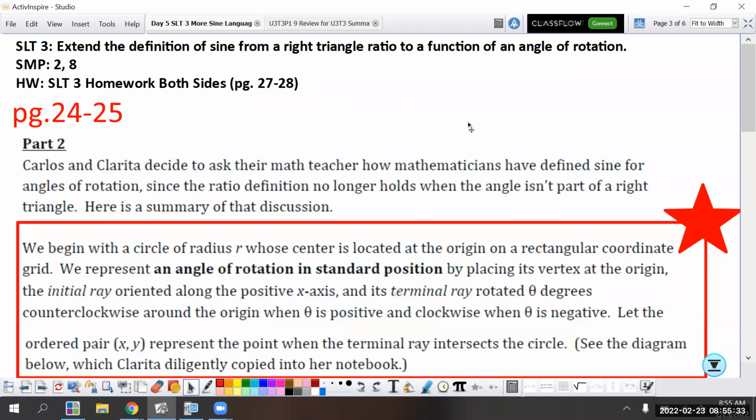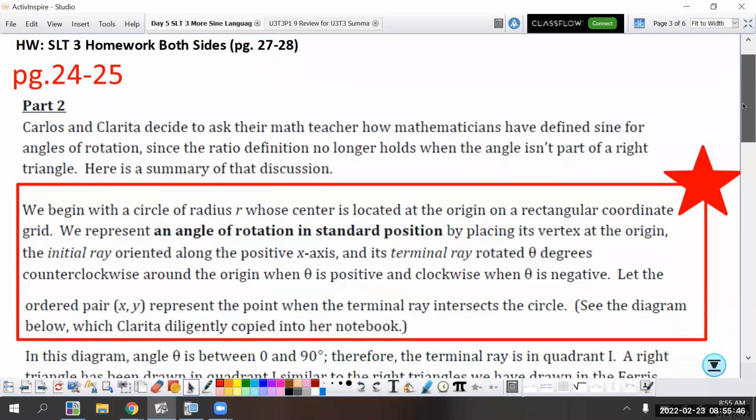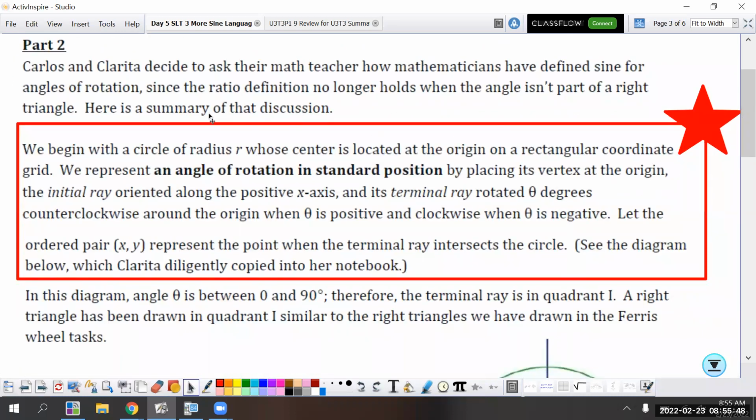Carlos and Carlita decide to ask their math teacher how mathematicians have defined sine for angles of rotation, since the ratio definition doesn't hold when the angle is not part of a right triangle. Here's the summary. I want you to circle this, put a star. This is our definition of angle of rotation and angle terminal ray and initial ray.